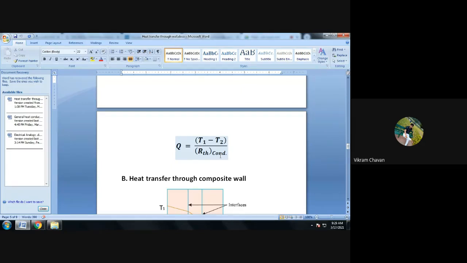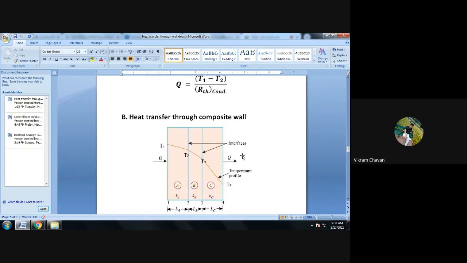Okay, R_th conduction. Now this is about the first part, that is, heat conduction through a plane wall. Now the second part of this particular point is heat transfer through a composite wall.